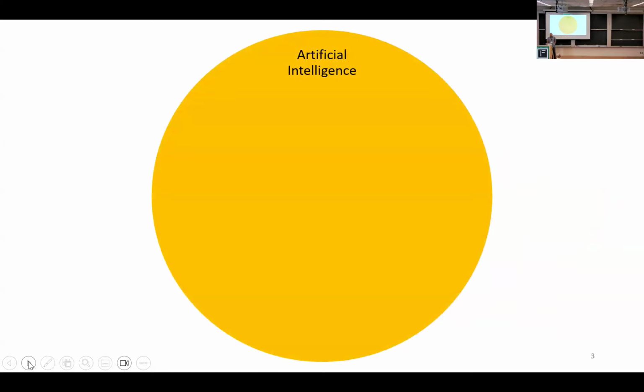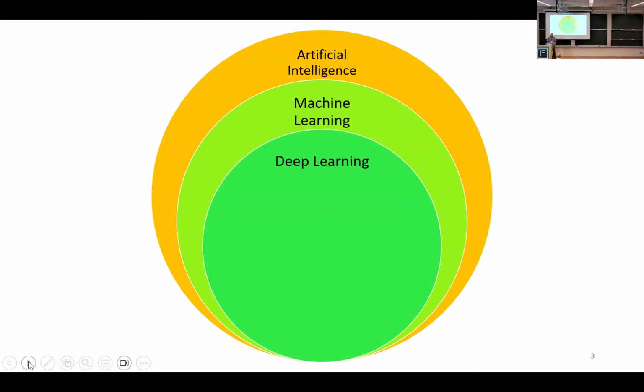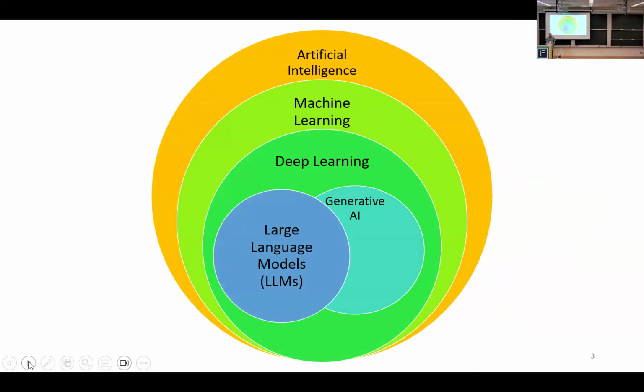So we are talking about AI. AI is this very general field. Machine learning is a subset of that. Deep learning is a subset of machine learning. Generative AI is a subset of deep learning, or we can consider it as a subset of deep learning. And large language models are another subset of deep learning. And as you can see, they overlap with each other. So the main focus of today's workshop in the morning will be on generative AI and large language models.